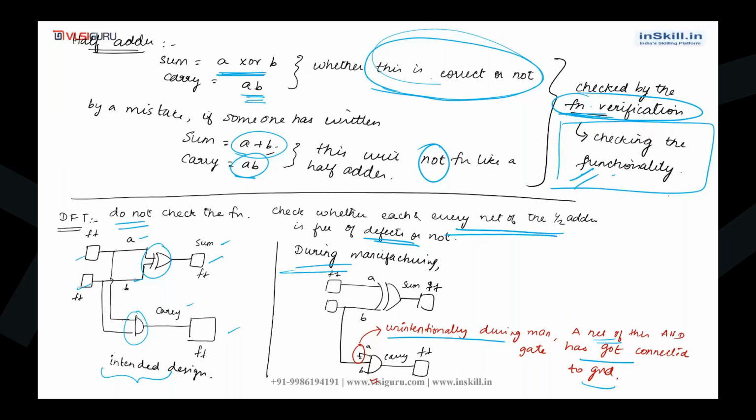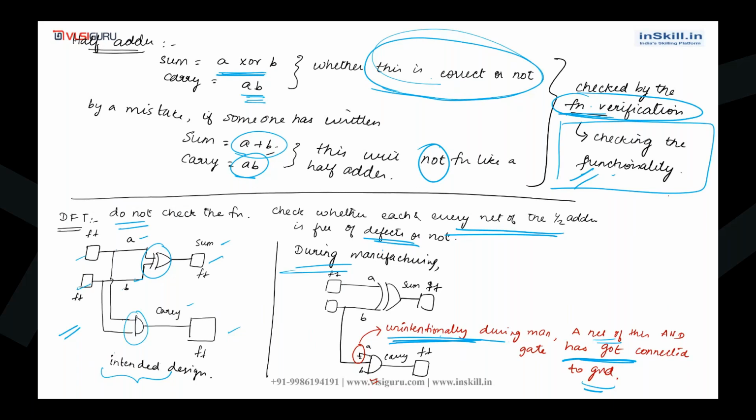So this is the intended design. A and B are XORed and that is your sum. A and B are ANDed and that is your carry. A and B are coming from some flops, and sum and carry go back again to some flops. During manufacturing, unintentionally, the A net of this AND gate got connected to ground. These things are what will be checked by the DFT engineer. We do not check the functionality. We check whether each and every net of this half adder is free of defects or not.